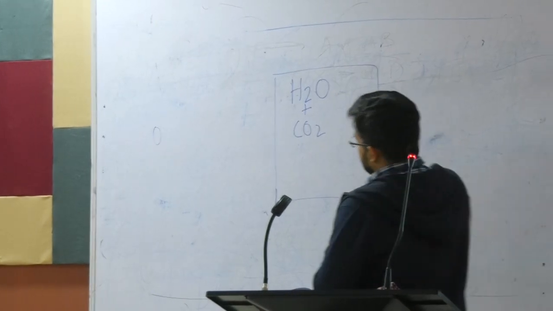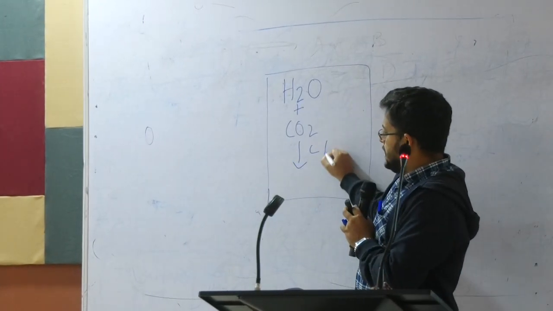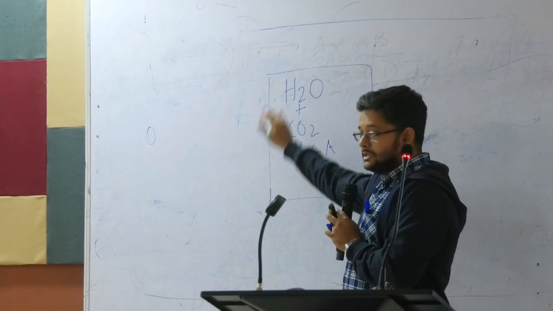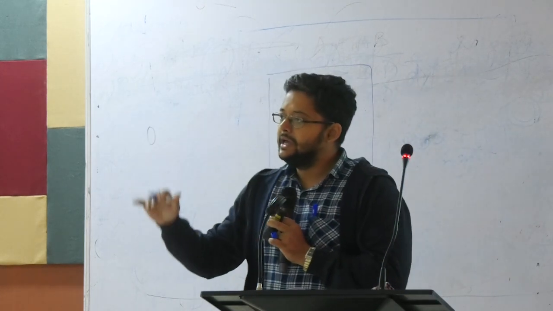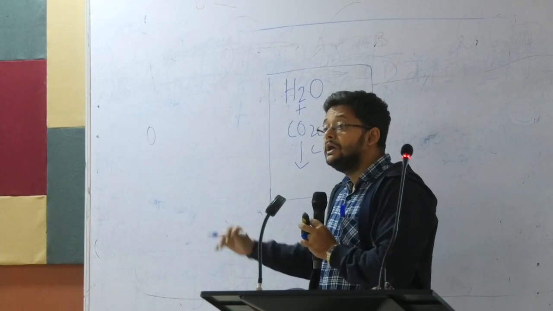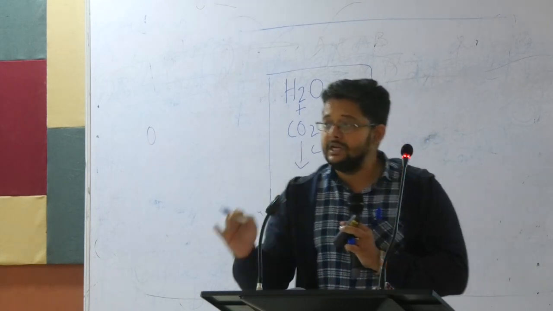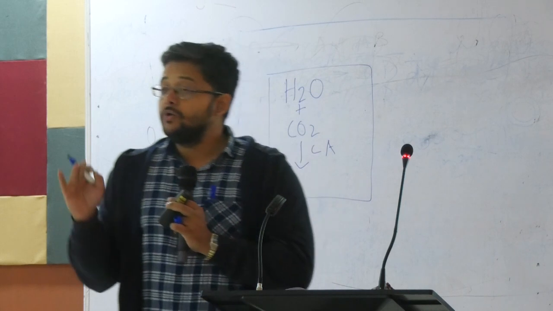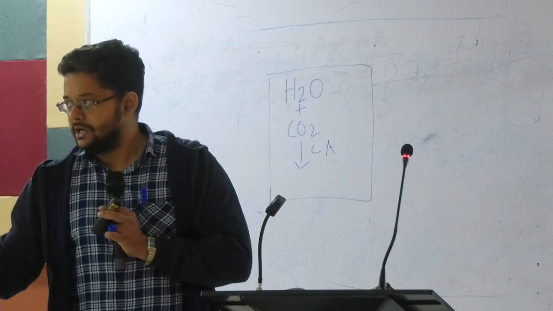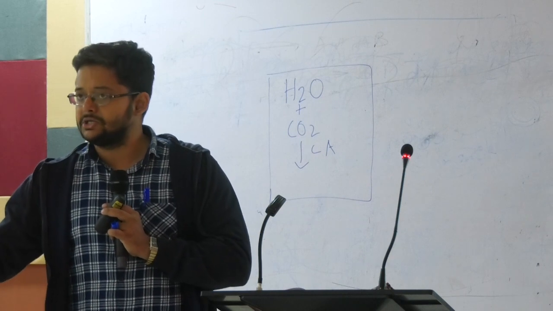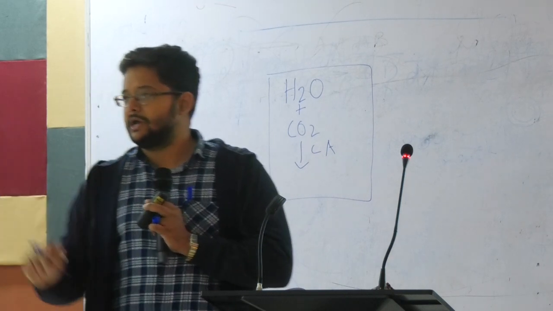So anyway, H2O and CO2, here is one enzyme which is carbonic anhydrase. This small box which we have drawn is the parietal cell. Inside, this reaction is happening. Carbonic anhydrase is a facilitator enzyme which increases the rate of the reaction in the rightward direction.